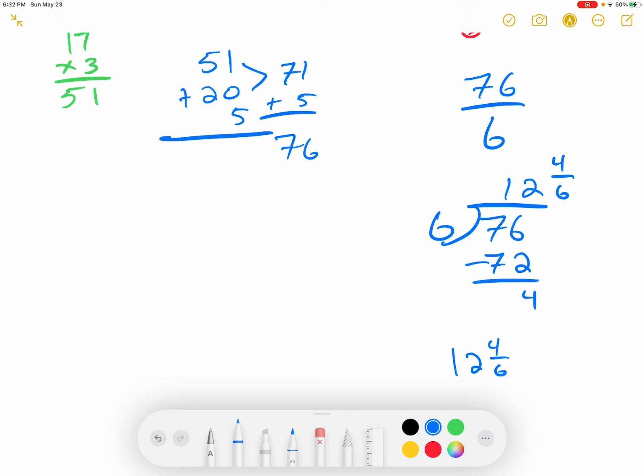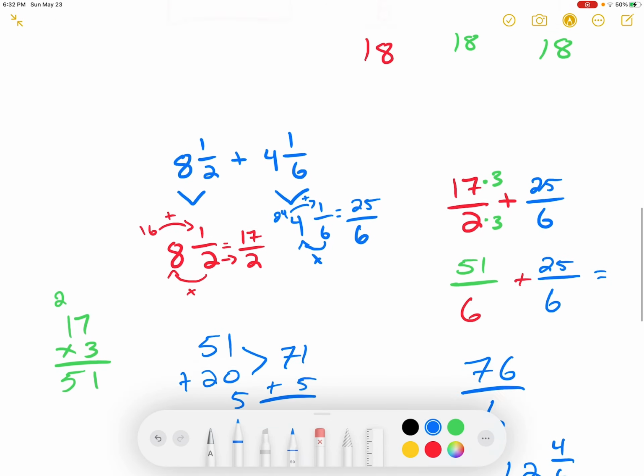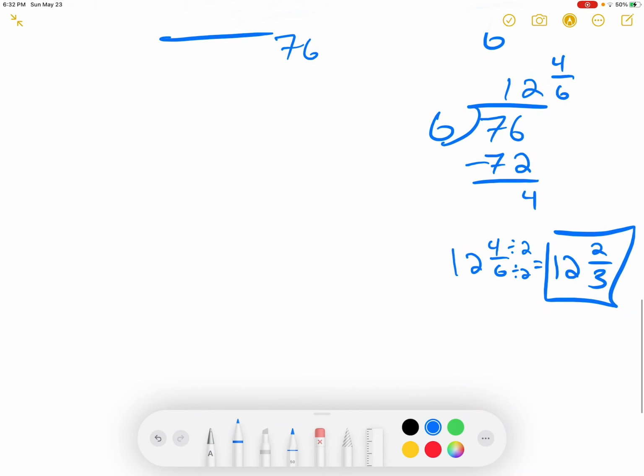And then you can reduce that. 12 and 4 over 6 is what? Divide by 2, divide by 2. You're going to get 12. 4 divided by 2 is 2. 6 divided by 2 is 3. 12 and 2/3. Wow. So that's the longer way to do it.